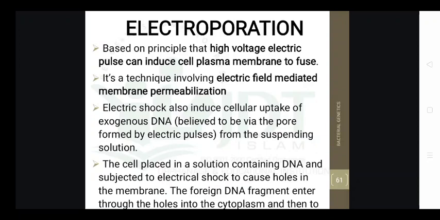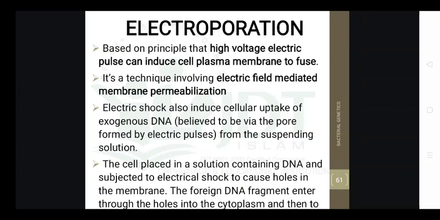Next method for gene transfer is electroporation. This method is based on the principle that a high voltage electric pulse can induce the cell plasma membrane to fuse. This technique involves electric field mediated membrane permeation. Electric shock also induces the cellular uptake of exogenous DNA, which is believed to occur via the pores formed by electric pulses from the suspending solution.